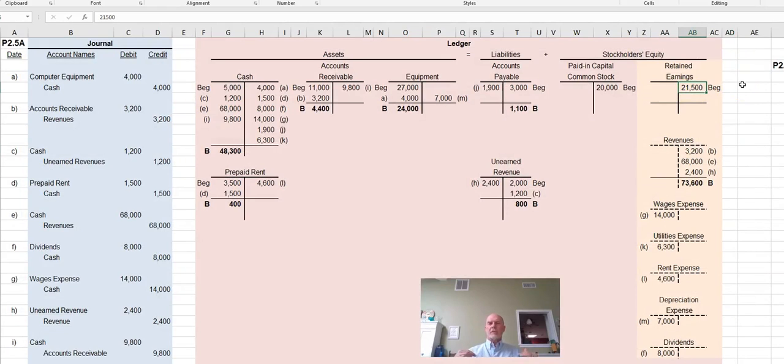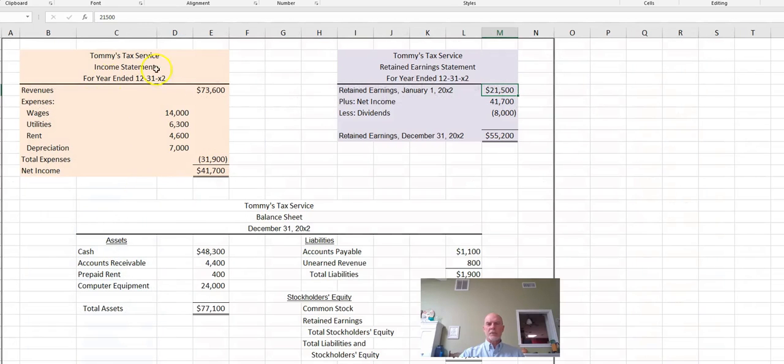And now, after we make the financial statements, we made the income statement, the statement of retained earnings, here's the balance sheet down here. And when we're through with all that, we want to do the closing entries, close out all of the temporary accounts, and move that information up into retained earnings. And when we're through, the ending balance of retained earnings should be $55,200.